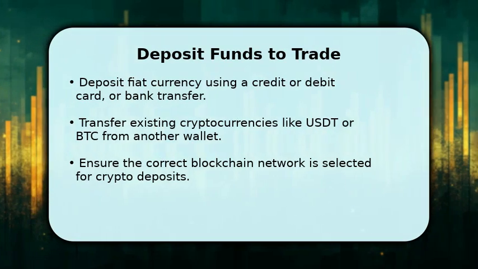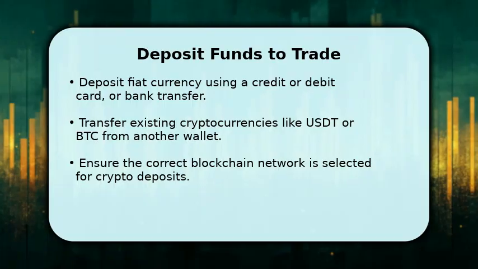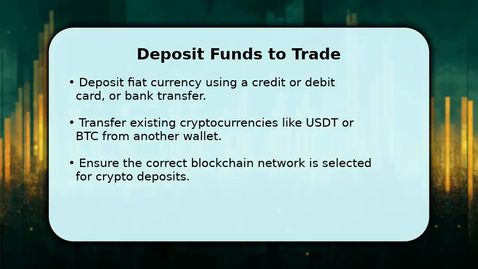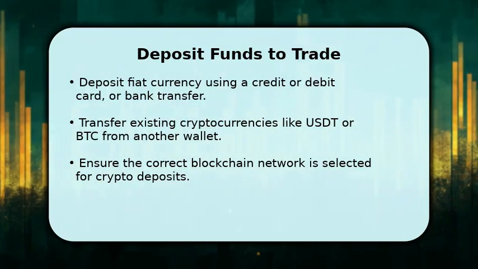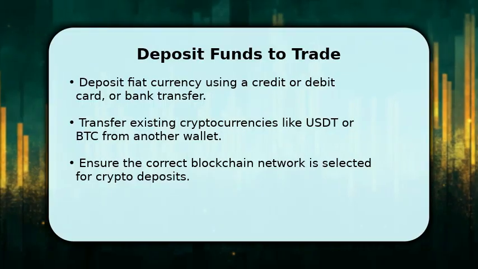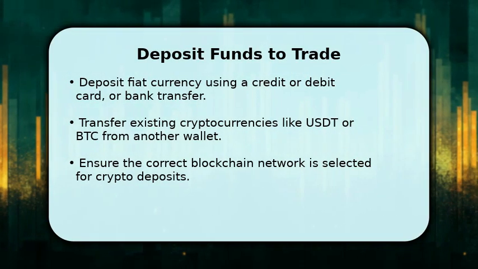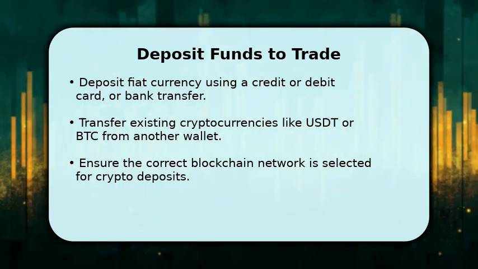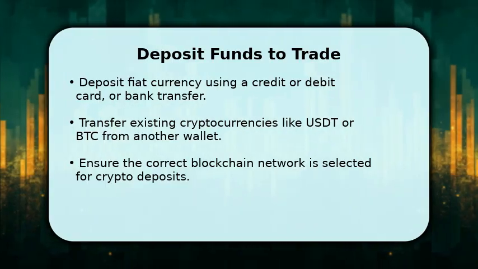Once your account is ready, the next step is to fund it. You have several options. You can deposit fiat currency directly using a credit or debit card or through a bank transfer. Alternatively, you can transfer existing cryptocurrencies, such as USD or Bitcoin, from another wallet or exchange. Remember to always select the correct blockchain network when depositing crypto to avoid any loss of funds.